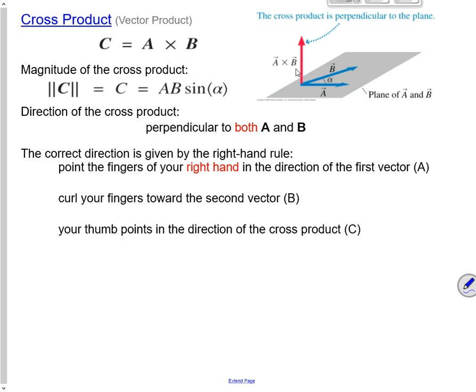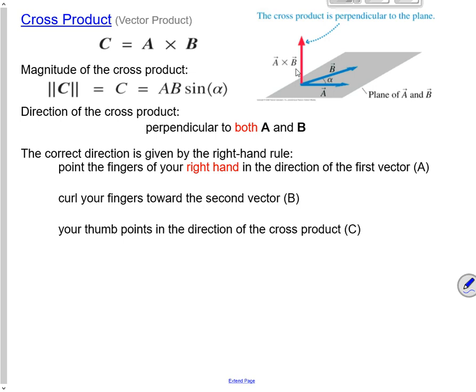The reason it's 3-dimensional is that the original 2 vectors that I'm going to multiply together, if I draw them tail to tail, will always define a plane. But the vector that I end up with, my cross product, is going to be perpendicular to that plane. Therefore, it has to be in 3 dimensions. So the magnitude of the cross product is just the magnitude of A times the magnitude of B times the sine of the angle between them.